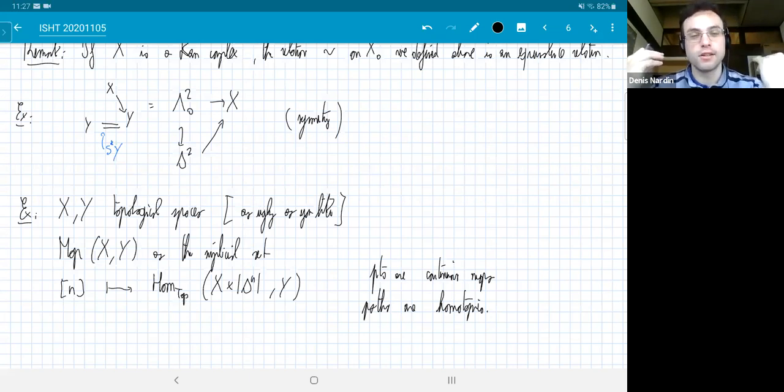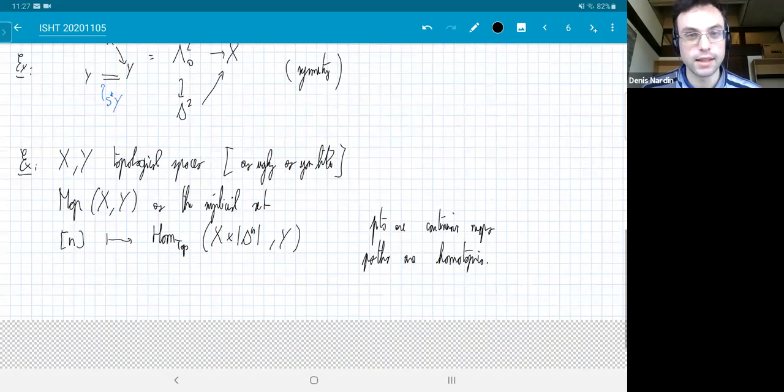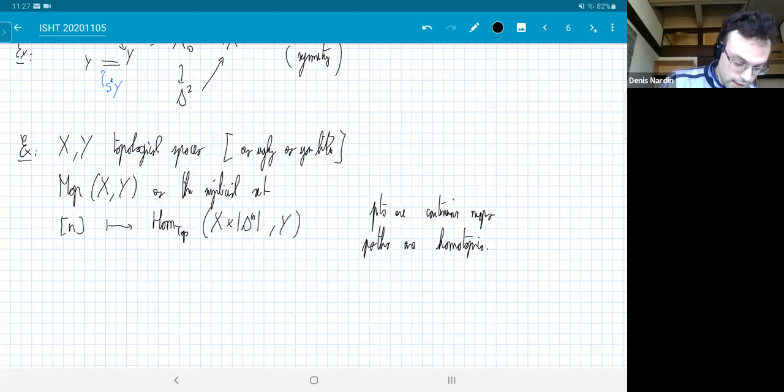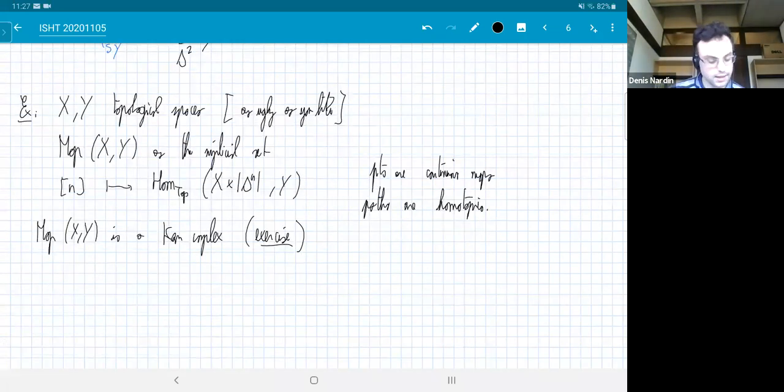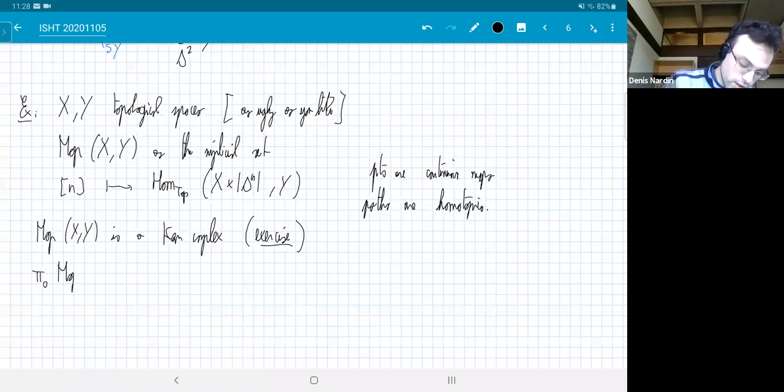So the intuition that homotopies are paths in some space, here we can make it precise. Now, it's true that if X and Y are compactly generated, this is literally Sing of the mapping space. But the fun part of this is that this makes sense even when X and Y are not compactly generated, and you still get a meaningful object. And for example, Map(X, Y) is a Kan complex. That's an exercise, and this might or might not end up on the exercise sheet. I haven't decided yet, but it's an easy exercise. And so, for example, you see that pi_0 of Map(X, Y) is exactly the set of homotopy classes of maps.